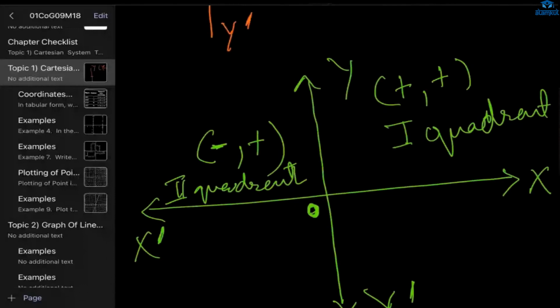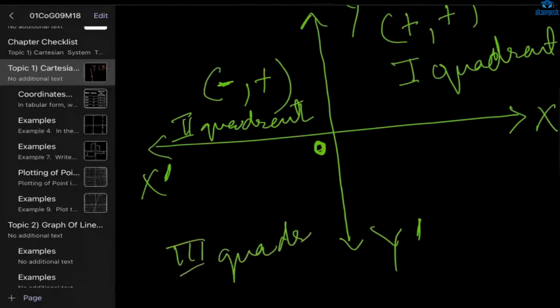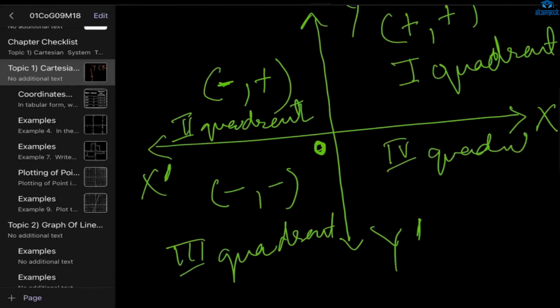And in third quadrant, can anybody tell me about third quadrant? What will be negative? Yes, both will be negative because x is on the left hand side and y is downward. So in third quadrant, value of x and y both will be negative. And in fourth quadrant, again plus minus. X value will be positive, y value will be negative.